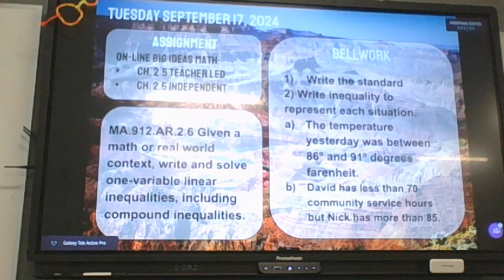So when you're done writing the standard, read the situation. Try to figure out how to write it with a variable and a symbol.